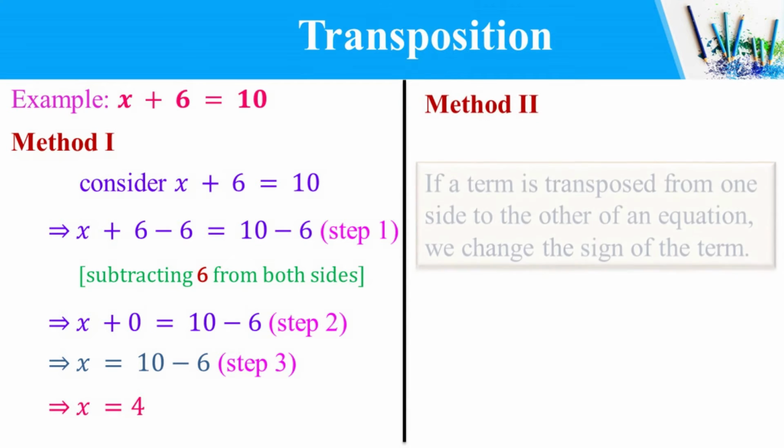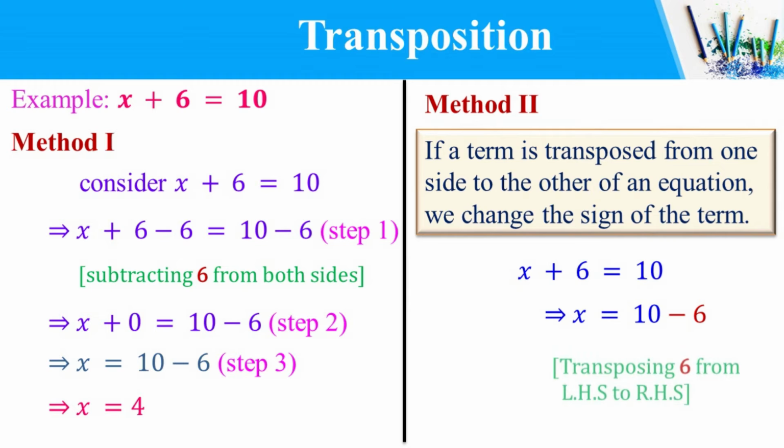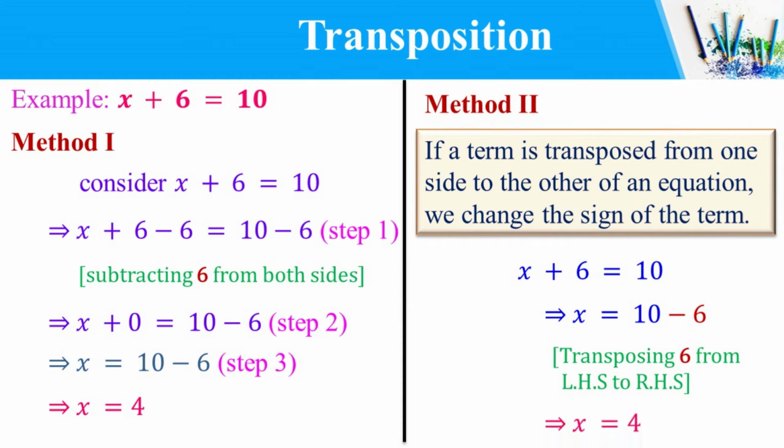See method 2. If a term is transposed from one side to the other of an equation, we change the sign of the term. x plus 6 equal 10. Here, transposing plus 6 from LHS to RHS, we change the sign. x equal to 10 minus 6. x equal 4. The solution is x equal to 4. This is the transposition method.